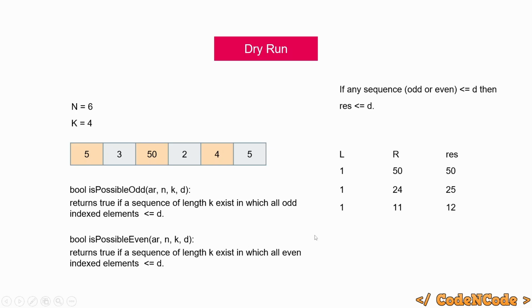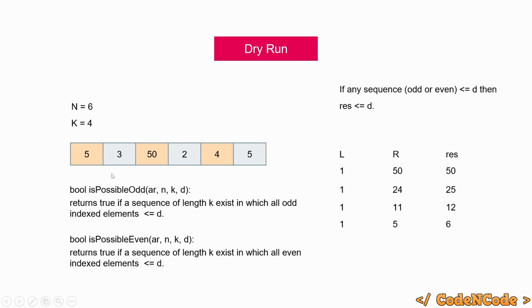And again, R will be updated to mid minus 1, which is 12 minus 1, 11. Again, new mid will be 6, right? 11 plus 1, 12. 12 divided by 2 is 6. So you will again call these two functions and check whether there exists a subsequence of length 4 such that all odd or even elements are less than or equal to 6. If you pick the first four elements, all even elements are less than or equal to 6. So that is true. When it is true, I'll again update my result to 6 and R to 5.